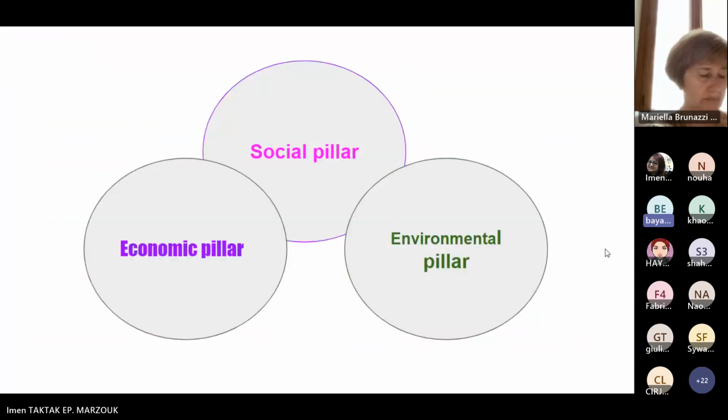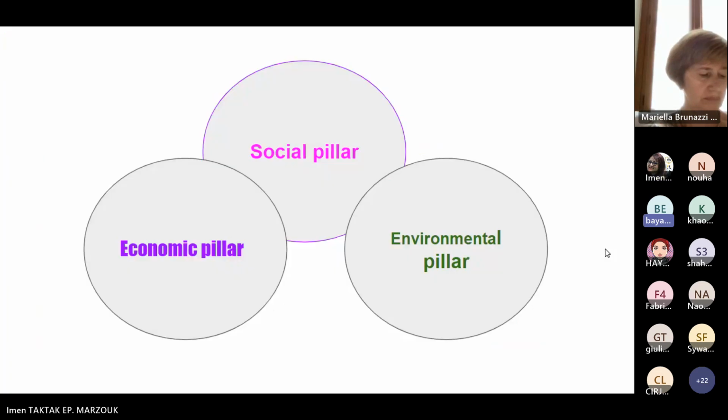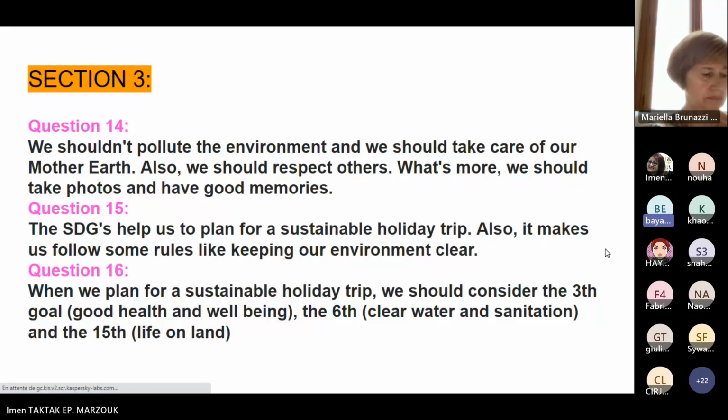Now we move to the next slide. Section 5, question 15. The SDGs are some rules that are enjoyable to follow to keep our trip better. They also help us to discover new lifestyles and strike up new relationships. Now I'll let Amina continue.